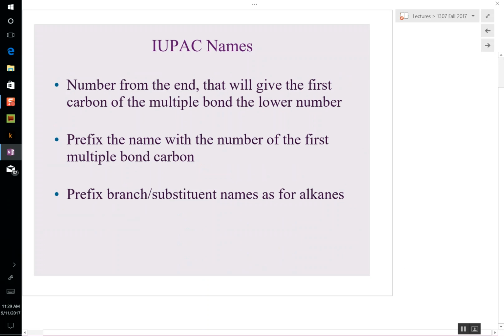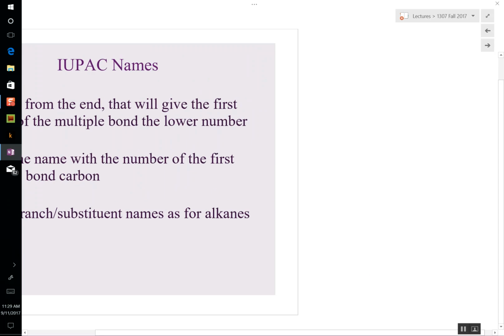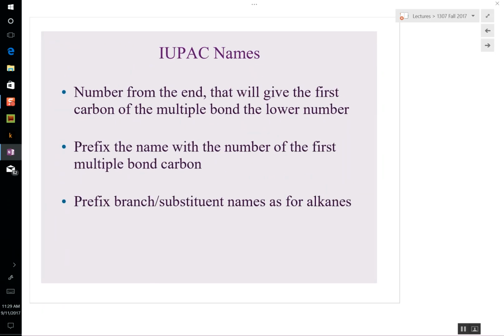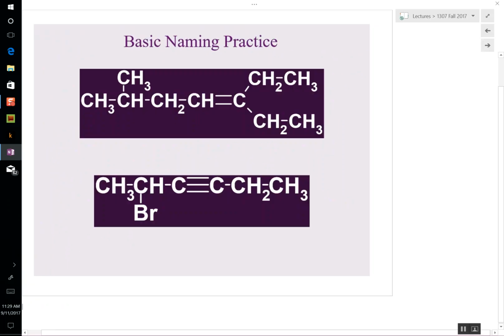Number from the end that will get the first carbon of the multiple bond the lower number. Prefix the name with the number of the first multiple bond carbon. And then prefix branch and substituent names as for alkanes. So let's see if we have some examples with substituents on them. Okay, here's an alkene. Let's look at that one. Name that top molecule.